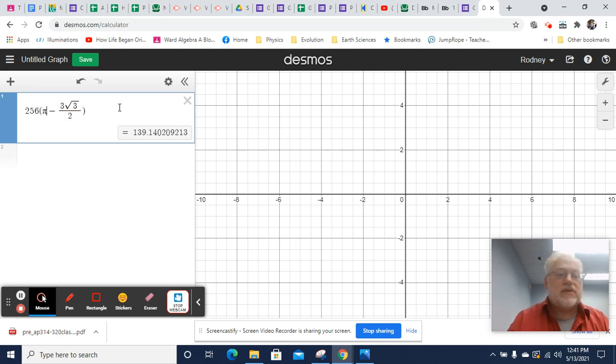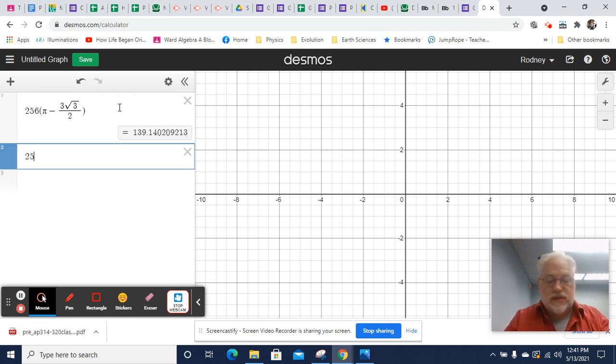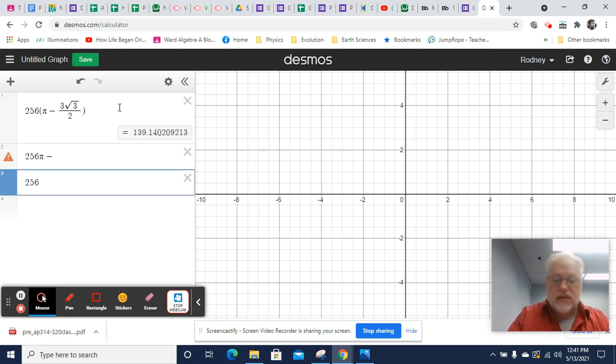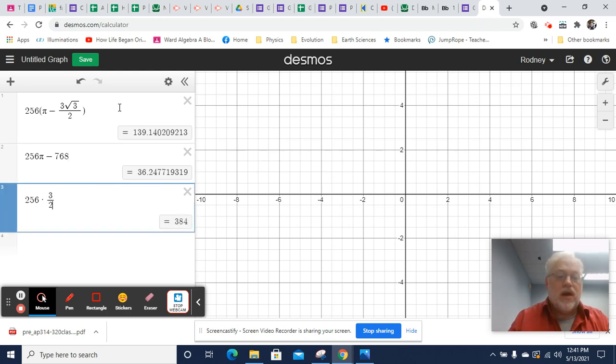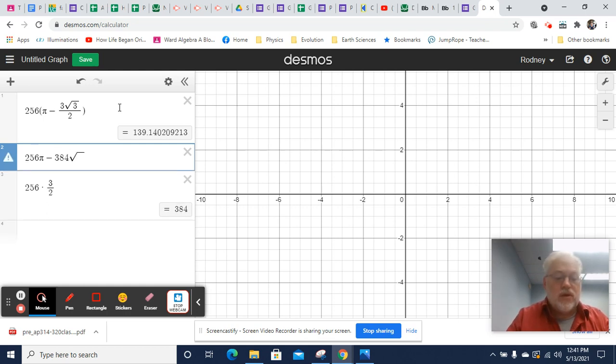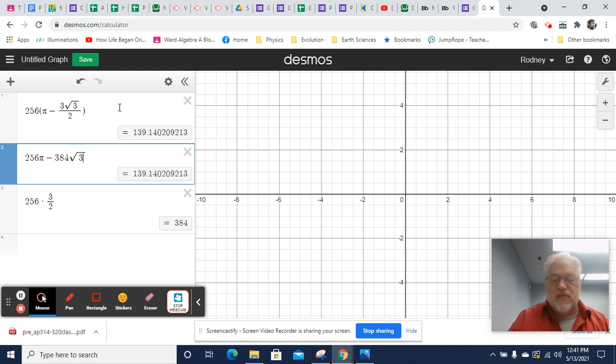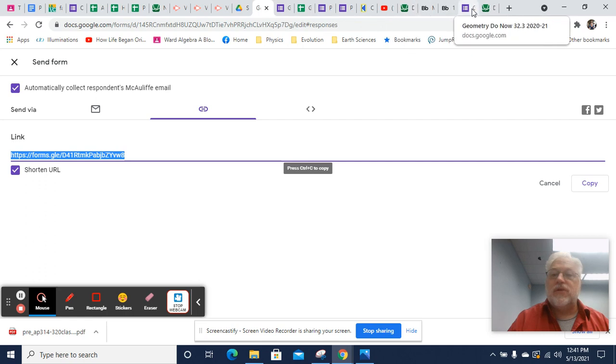Okay, so let me actually organize some of this stuff. So we've got 256 times pi. If we wanted to, we could also write it as 256 pi minus 256 times 3, which is 768, over 2. Let's make that 768 over 2. So that's 384 square root of 3. And that's a little more organized, more elegant answer than what we had there. So I'm going to put that in here.